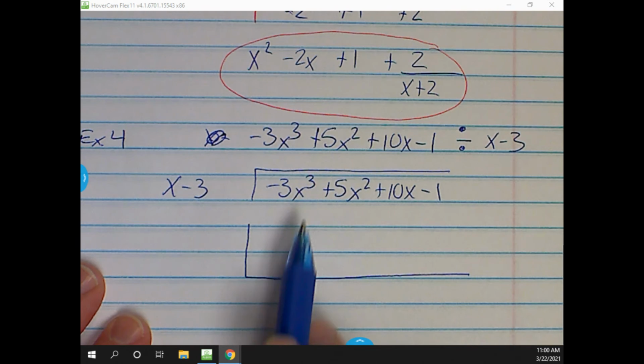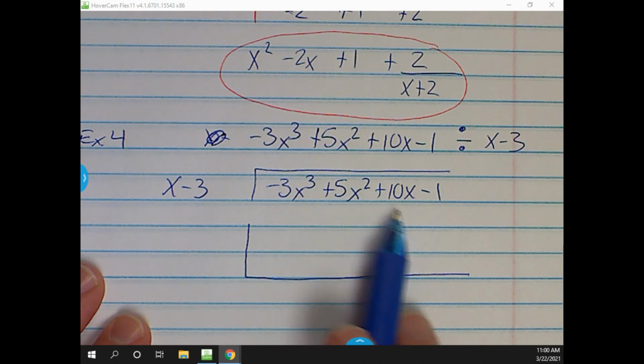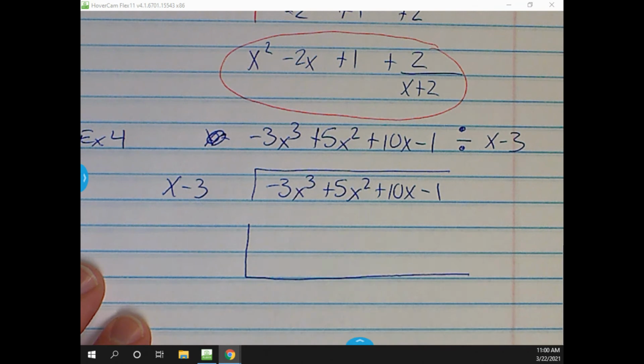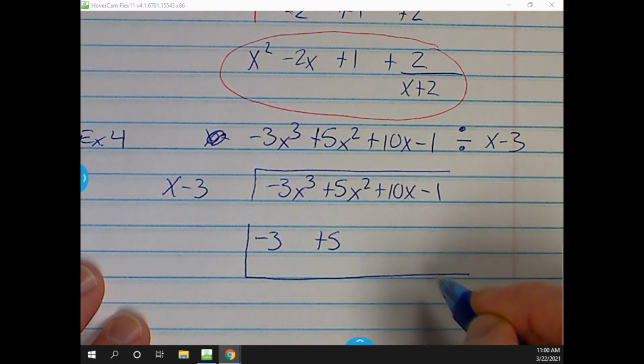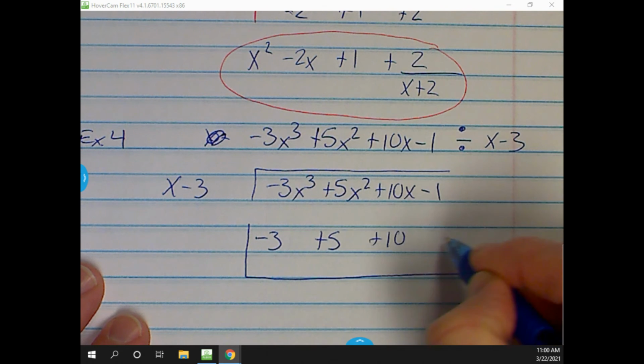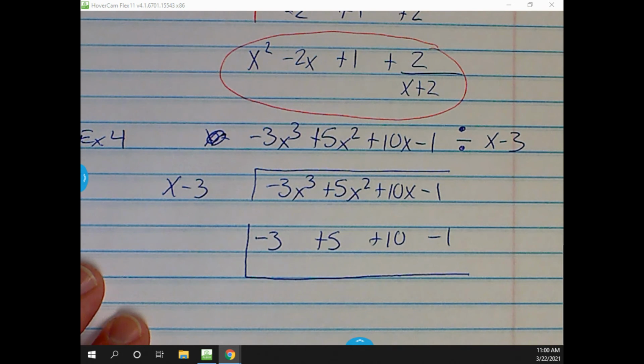All right, it is in descending order. X to the third, x to the second, x to the first, and nothing there. All the powers are there. Didn't skip anything, so this one's good to go. We don't have to go back and plug in any zeros here. So it's -3 plus 5 plus 10 and minus 1. And then we're going to change that from a -3 to a +3.